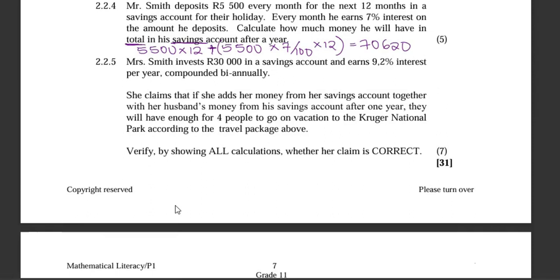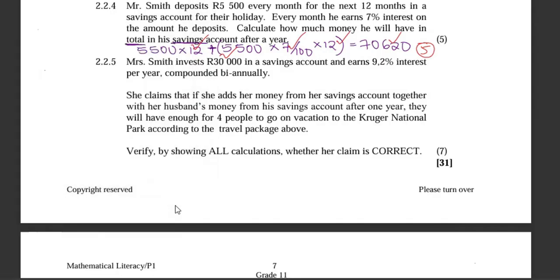All right. Someone might ask us, this looks to be simple. How come 5 marks? Did you get the amount by multiplying by 12? Did you look for the interest? Did you multiply? Did you add? That's how we get to the 5 marks. Okay.